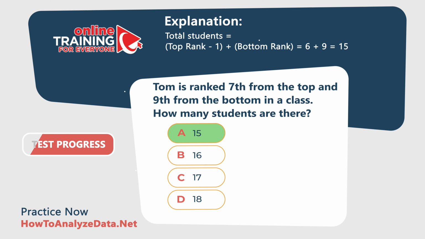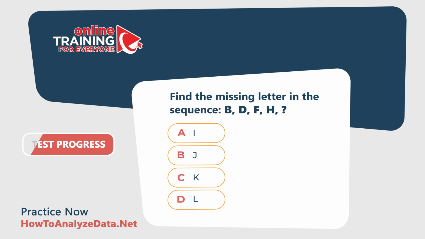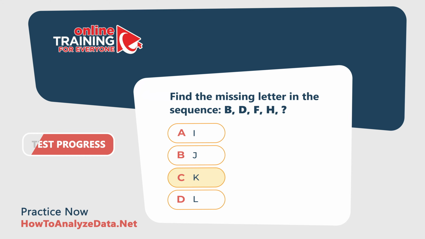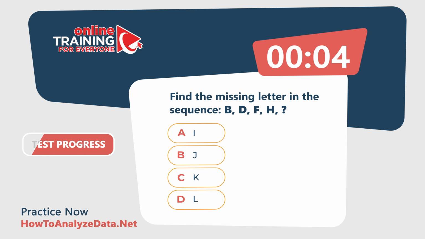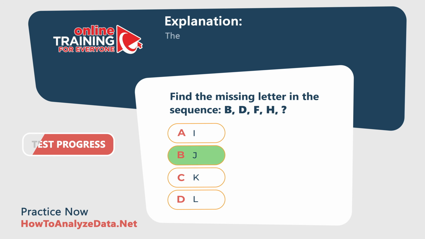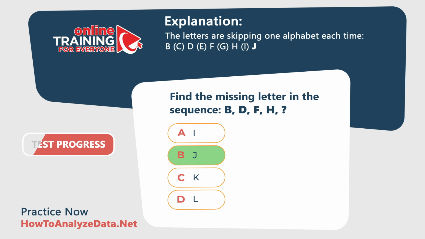and equals 15. Find the missing letter in the sequence. B, D, F, H, and then comes the missing letter, which you need to select out of 4 possible choices. A, I, B, J, C, K, and D, L. The correct answer is choice B, J. And here's why. The letters are skipping one alphabet each time. B, then C skipped. D, then E skipped. F, then G skipped. H, and then I skipped. And the last one is J.